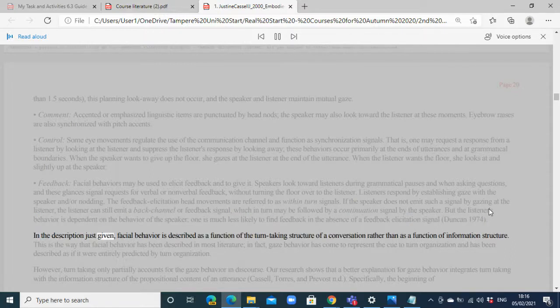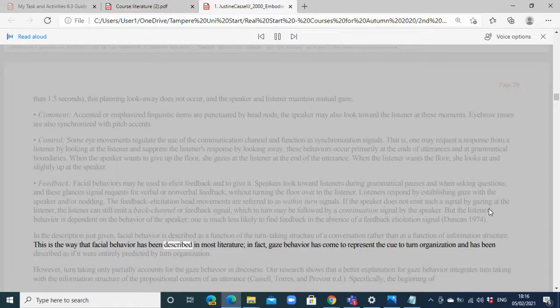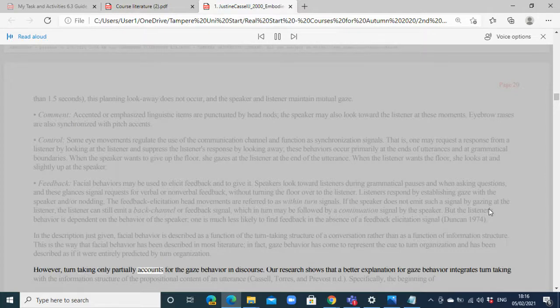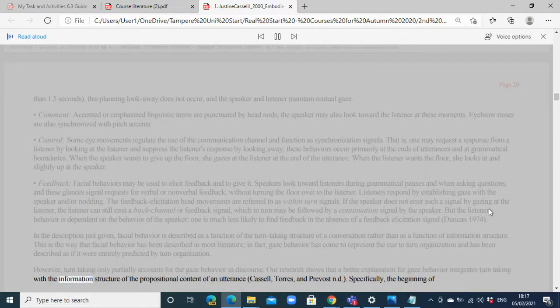In the description just given, facial behavior is described as a function of the turn-taking structure of a conversation rather than as a function of information structure. This is the way that facial behavior has been described in most literature. In fact, gaze behavior has come to represent the cue to turn organization, and has been described as if it were entirely predicted by turn organization. However, turn-taking only partially accounts for the gaze behavior in discourse. Our research shows that a better explanation for gaze behavior integrates turn-taking with the information structure of the propositional content of an utterance (Cassell, Torres, and Prevost).